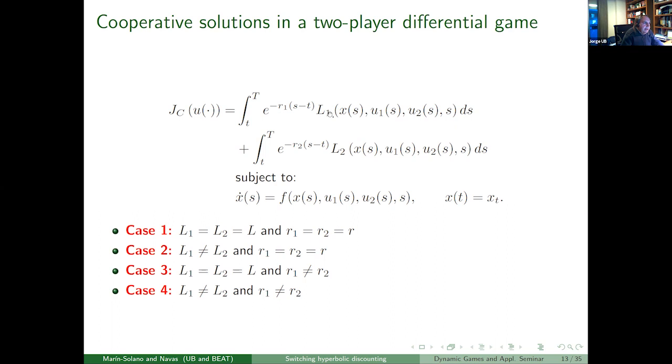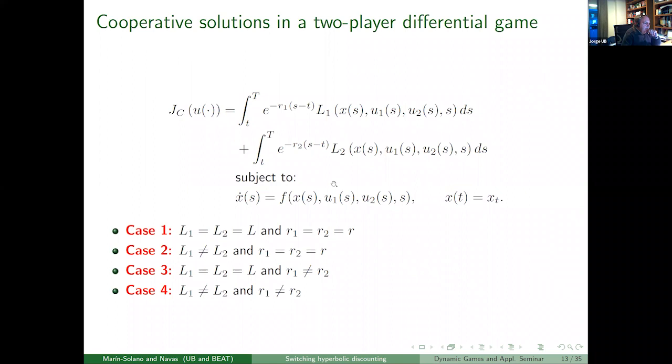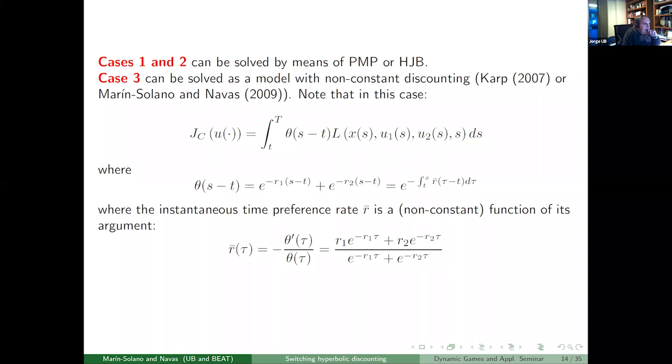However, if we assume that the payoff functions are equal, but the discount functions are different, what we have is that we can take the payoff function as common factor and then multiply by this theta function that has the following structure. But this linear combination of two exponentials corresponds to a non-constant discount function. So we want to find the correct solution for these two agents that only differ in the rate of time preference. For the coalition, the problem is one of non-constant discounting. And going back to the last case, when we have full asymmetry, with differences both in the rate of time preference and in the instantaneous payoff function, in this totally different case we have this situation.